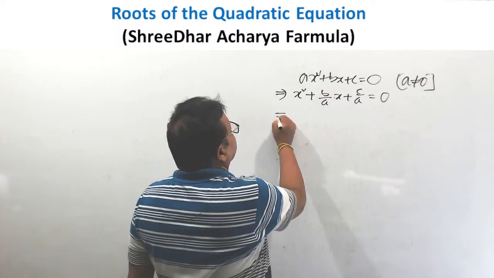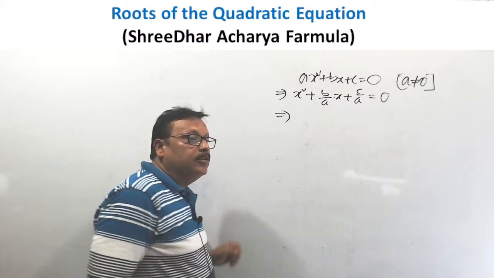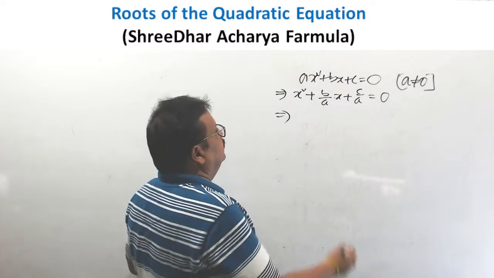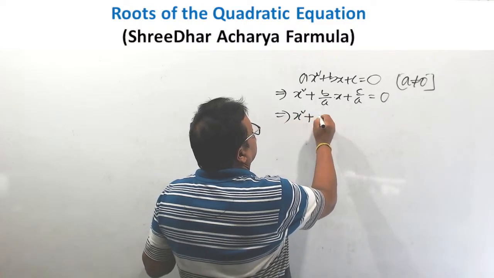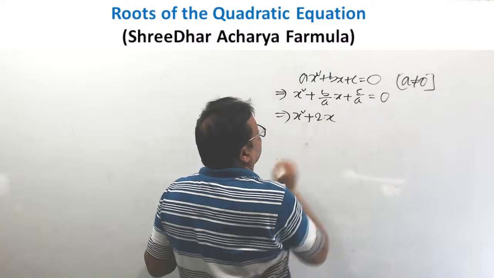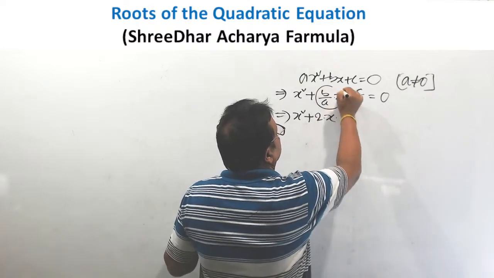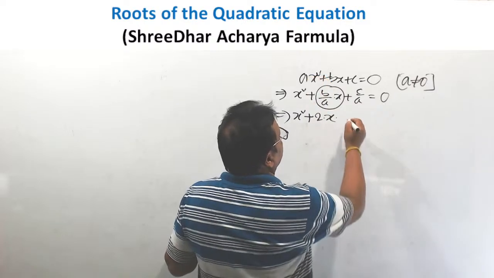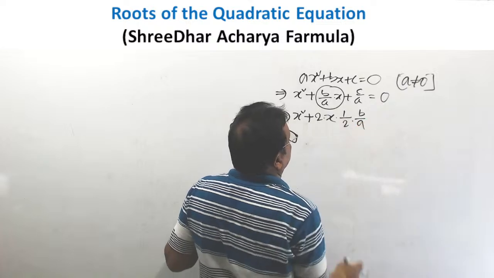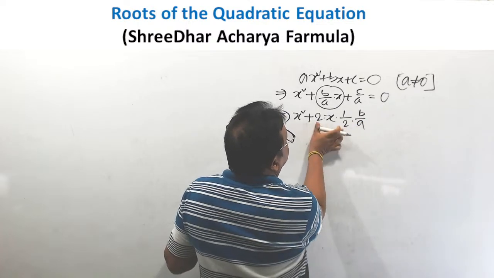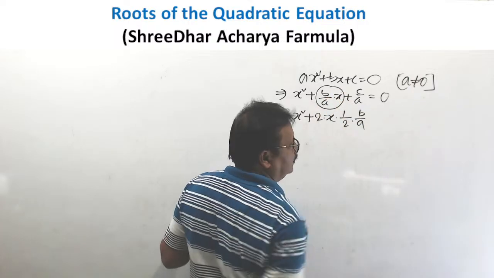Understood? We can divide. Now, one formula, (a plus b) whole square, I will use here. A plus b whole square, right? A square plus 2 into a, then what will be b here? Depending upon this term, see, 1 by 2 into b by a. Understood? See, 2 will be cancelled. Then x into b by a.